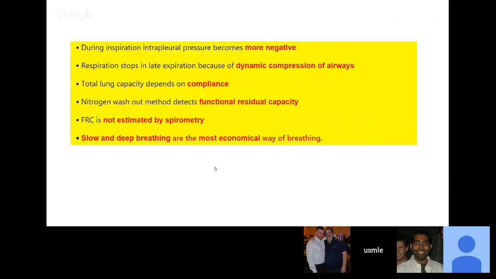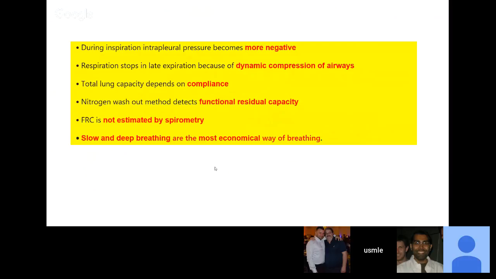Nitrogen washout methods detect functional residual capacity. Remember that nitrogen is something that does not stay in the body. It goes in, goes out, so it is going to be a constant level. So you use nitrogen. Remember, this has been one question. It's not a common question, but from time to time you have it popping up.